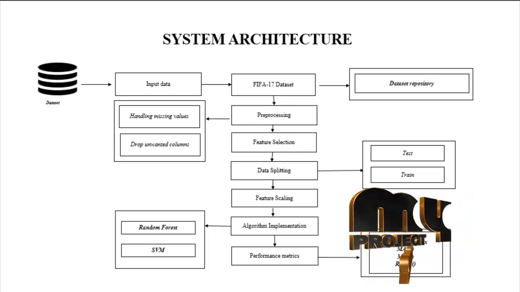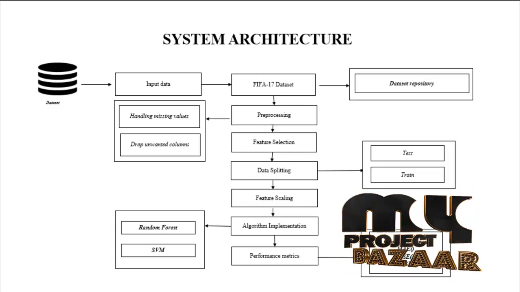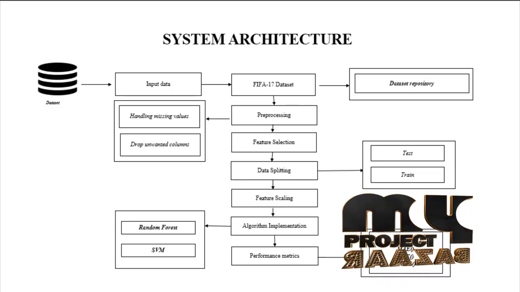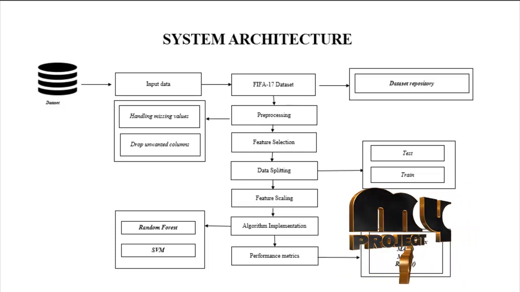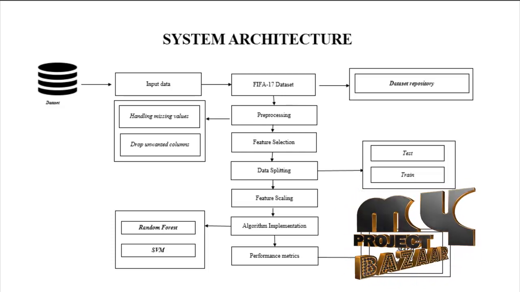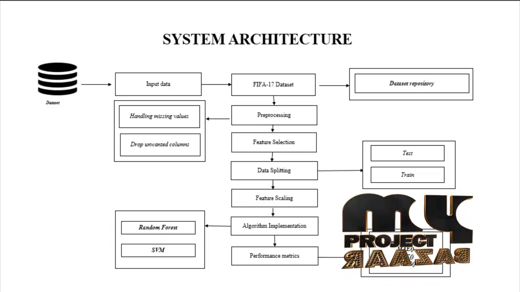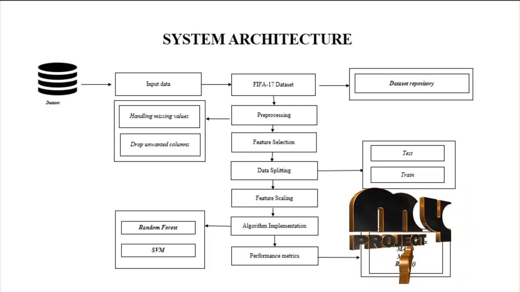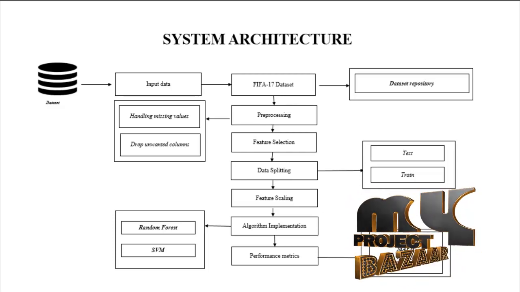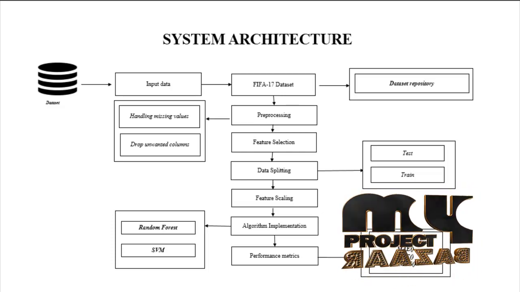Handling missing values means we have some missing values in our data set, so these missing values are replaced by zero or the average value. Dropping unwanted columns means we have some unwanted columns, because in our data we have these important columns, so we select only those columns in our process. After pre-processing, we have to select the best features from our data set.